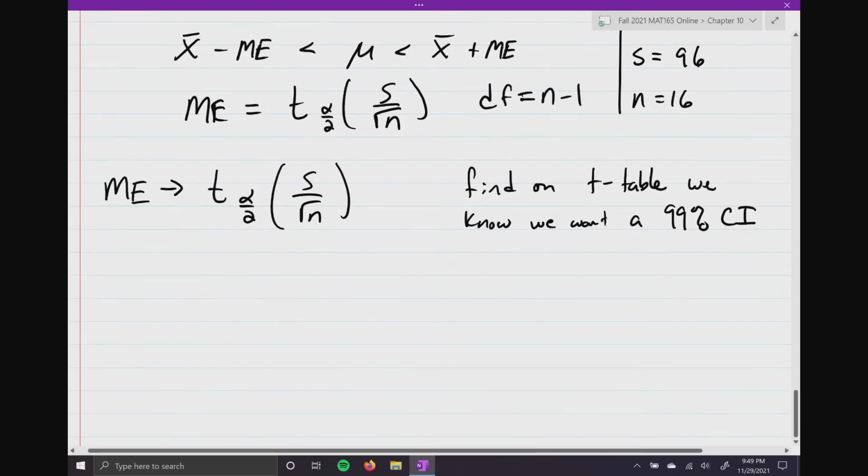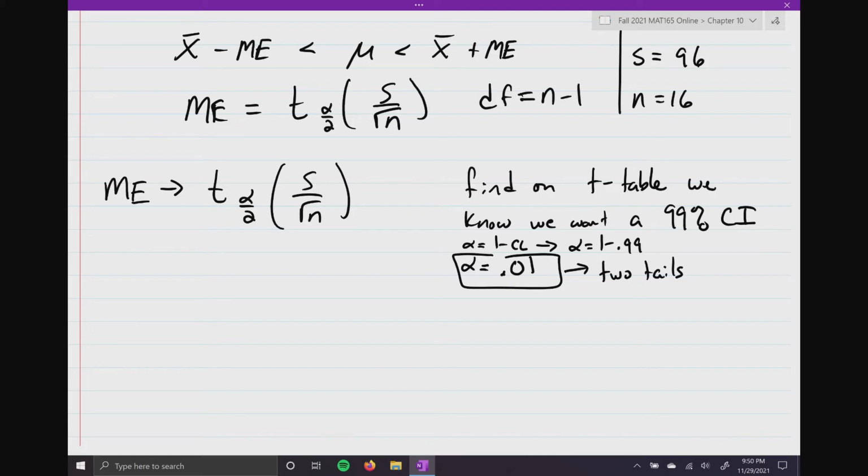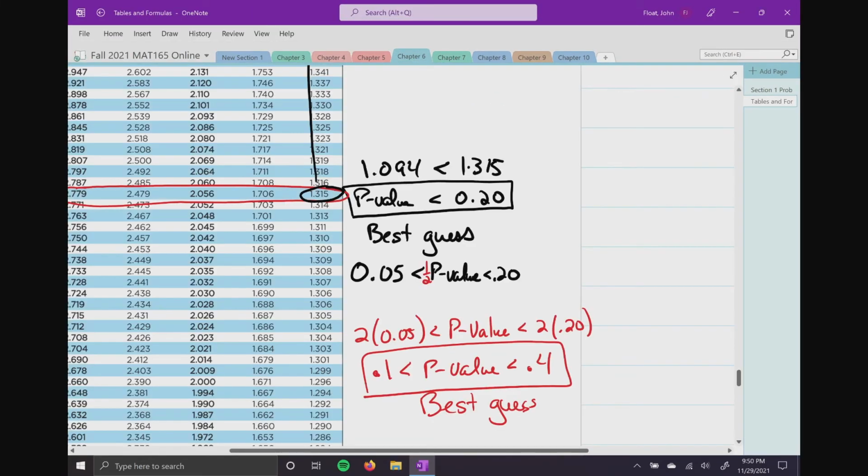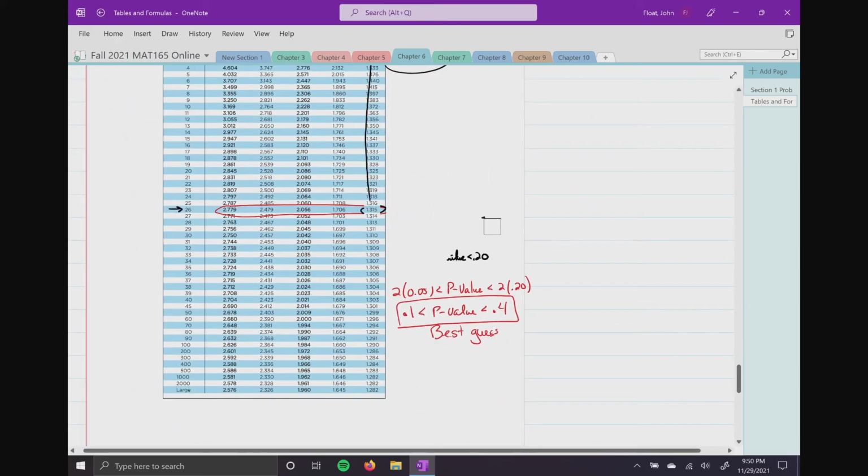All right, so that means alpha is going to equal 0.01, okay? Now, if you're wondering how I got that, alpha is going to equal 1 minus the confidence level. So alpha equals 1 minus 0.99, which equals 0.01. And since this is an interval, remember you have a lower and an upper limit. So this is 2 tails. So 0.01 is the total area in 2 tails. So now if we go back to our table. Oh boy, this is going to be fun. Let me erase this real fast. Here we go.